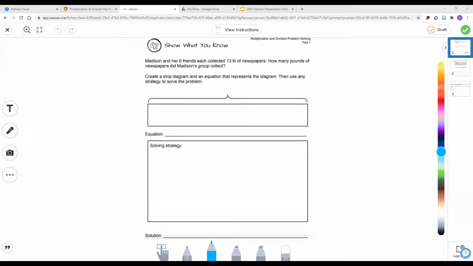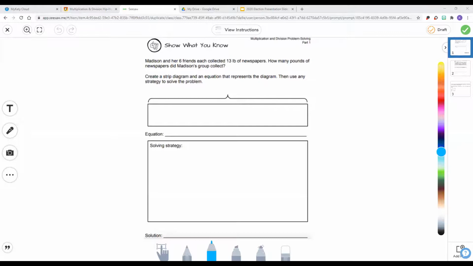So I'm going to do multiplication because I want to know the total. When you're looking for the total, you're doing multiplication. When you're looking for how many is in each, you're doing division. How many is in each, division. Total, multiplication.